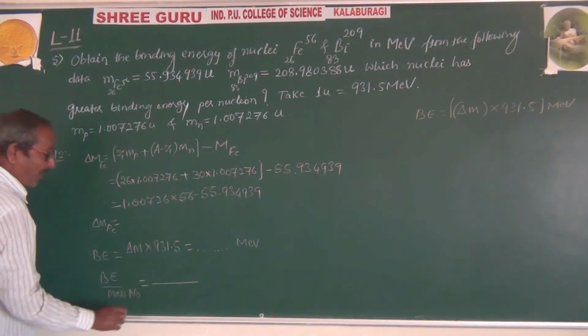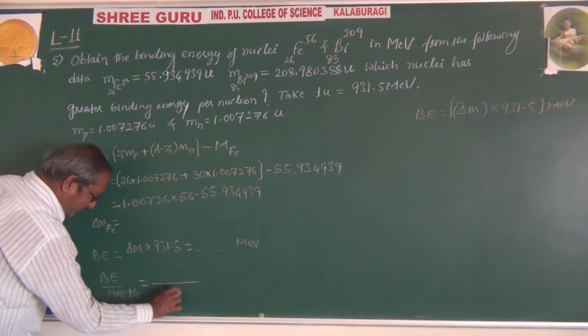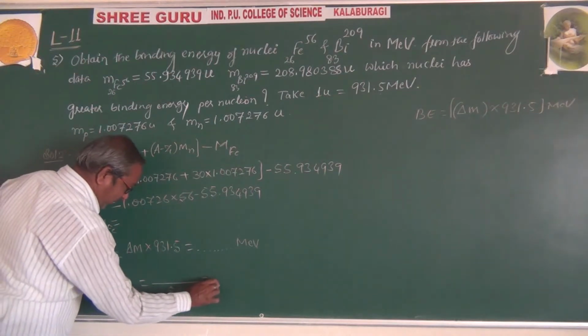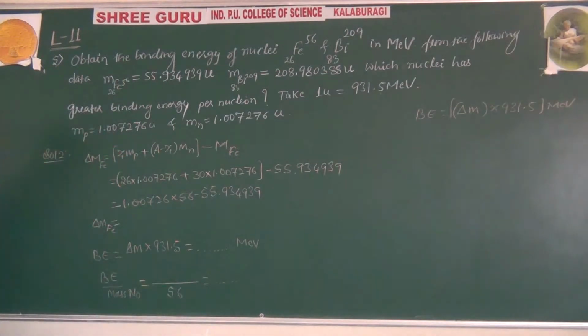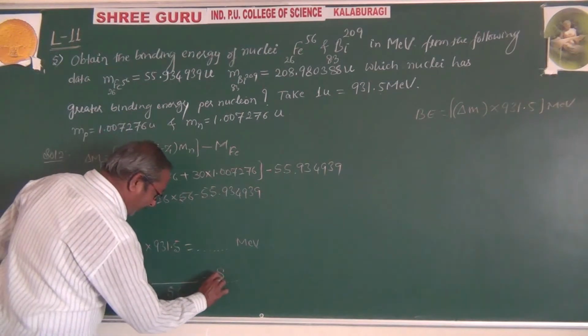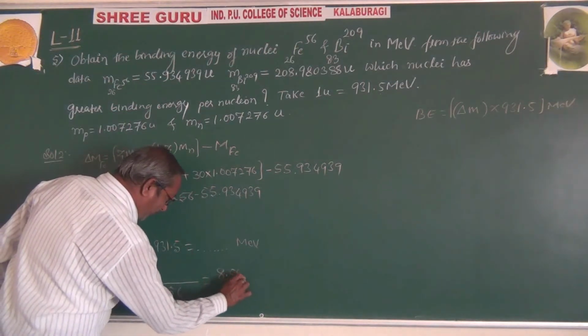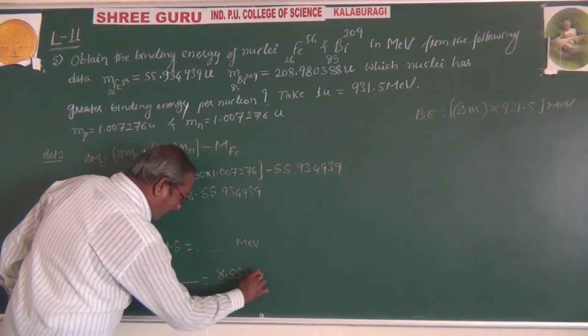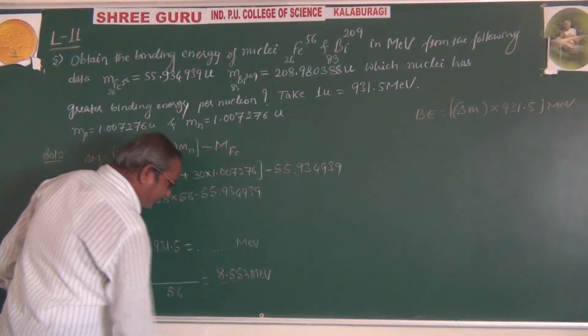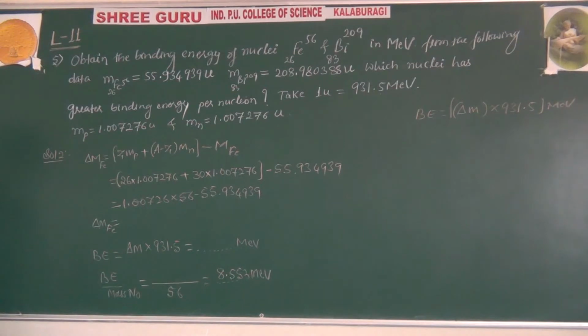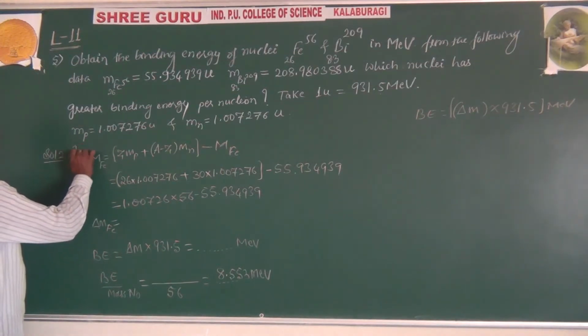For iron the mass number is 56. This is the specific binding energy, which we will call the binding energy per nucleon. And that value you are going to get is 8.553 mega electron volt. This is the binding energy per nucleon for which one? For Fe, that means for iron.